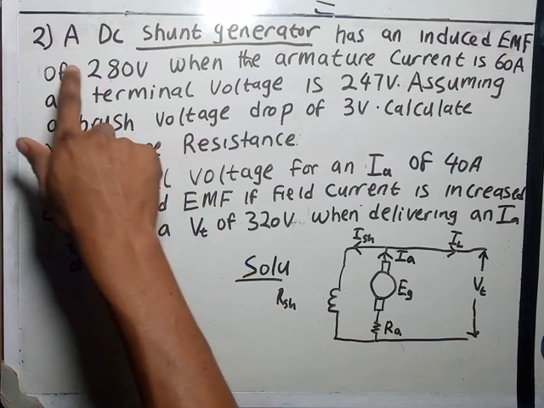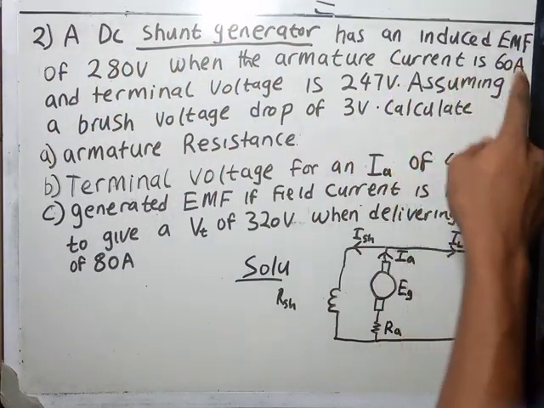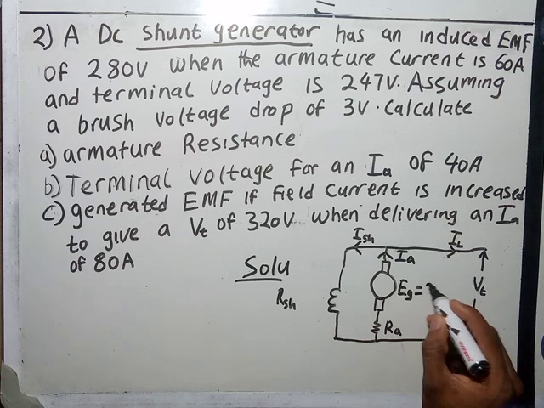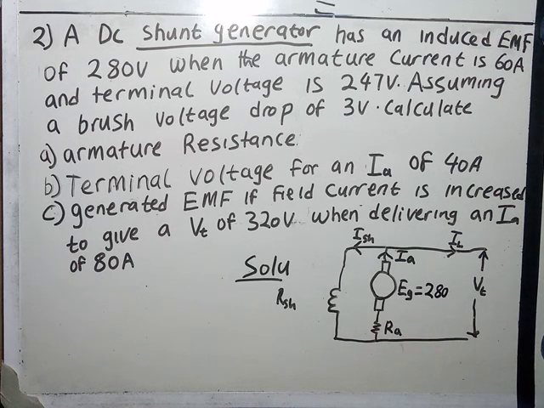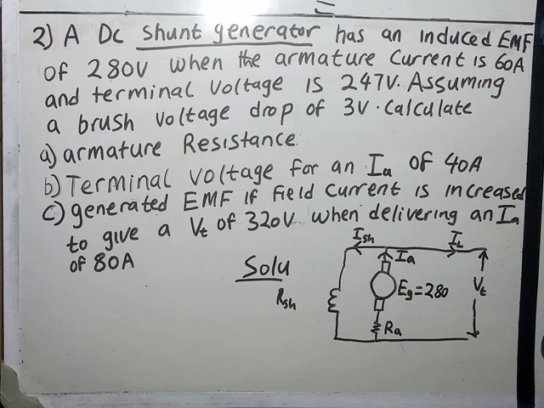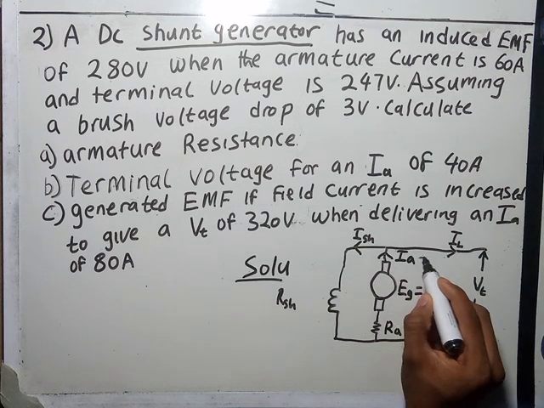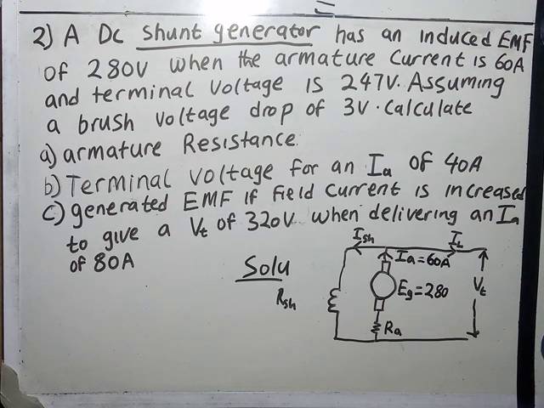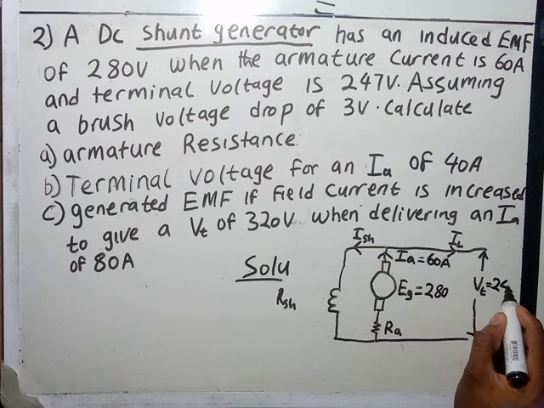So they say that a DC shunt generator has an induced EMF of what? 280 volts. That means our EG is 280 volts, when the armature current is what? 60 ampere. So our armature current is 60 ampere. And terminal voltage is what? 247 volts. Our voltage here is 247.